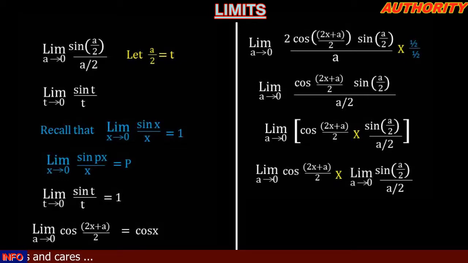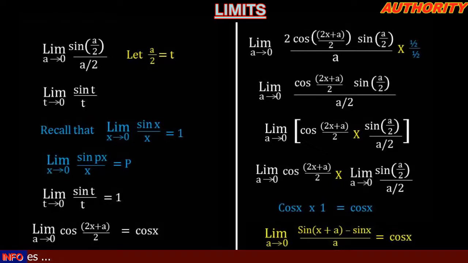So that means here the limit as a approaches 0 of cos (2x plus a) all over 2 is equal to cos x. You get it? So the first term gives us cos x, and then the second term gives us 1. So here we have cos x times 1, which is equal to cos x. So therefore we see that limit as a approaches 0 of sine (x plus a) minus sine x all over a is equal to cos x, which is what we are asked to prove.